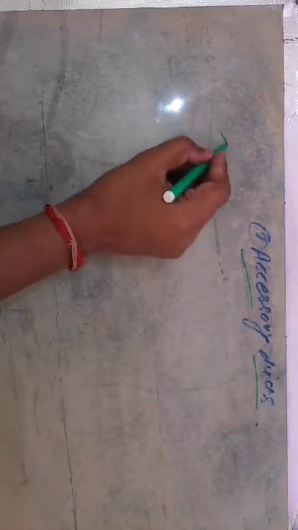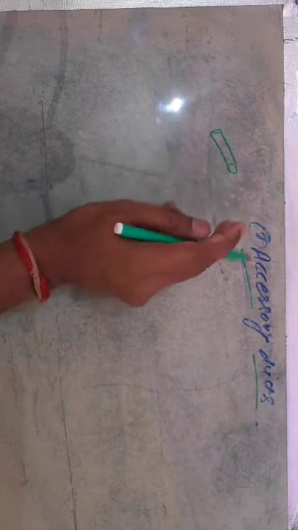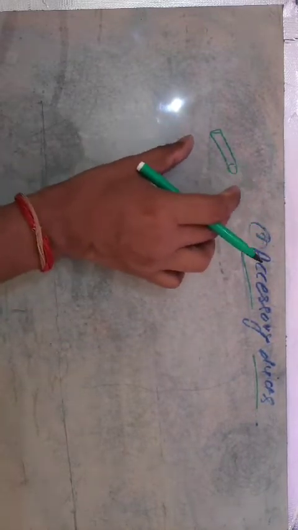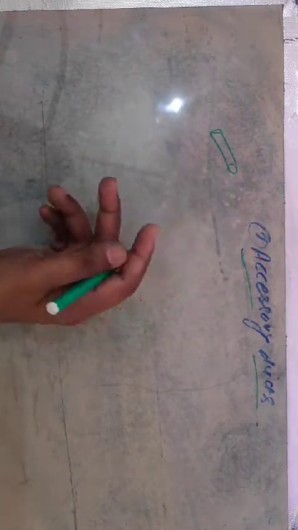Now back to the accessory duct. Duct means a pipe-like structure that carries something. In the human male reproductive system, it carries only sperm and related helpful materials from the inside to the outside of the body.